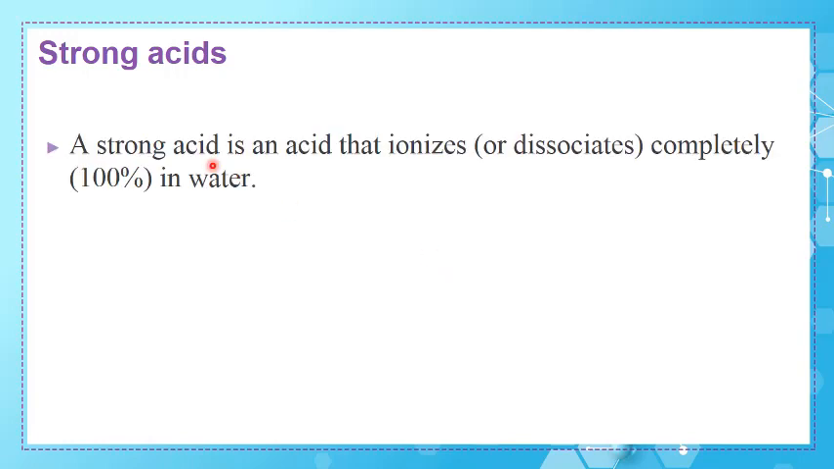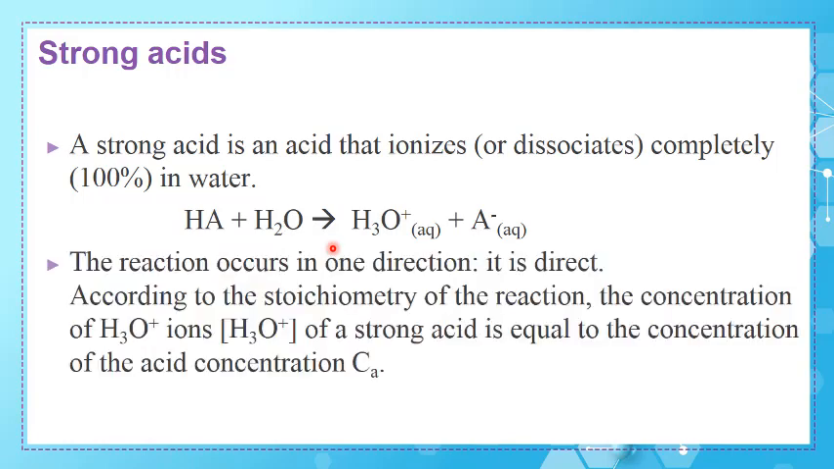A strong acid is any acid that ionizes or dissociates completely in water. It means at 100%. The equation of dissociation of a strong acid, you know it from the previous lesson, so it is not necessary to repeat and explain it. Now, this reaction occurs in one direction. It is a direct one. It means it is not reversible.